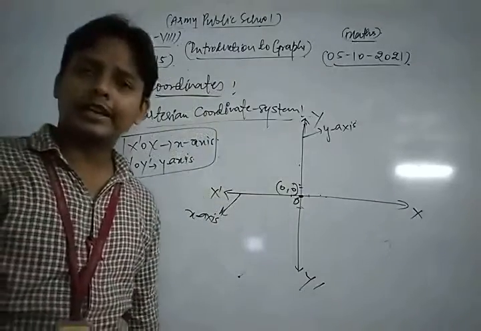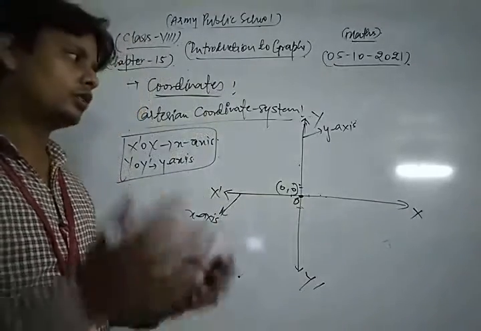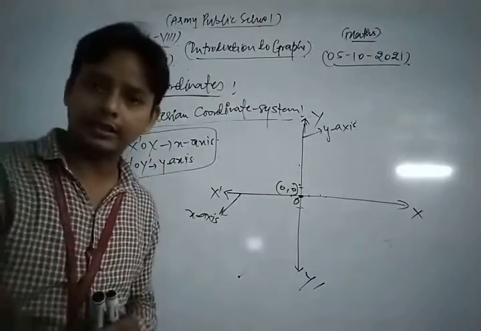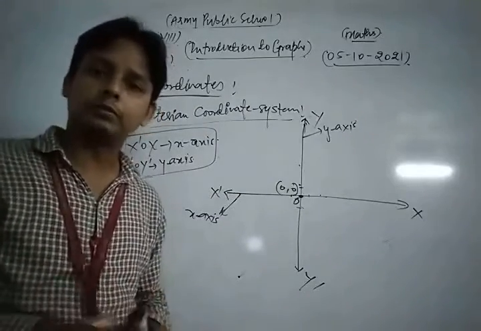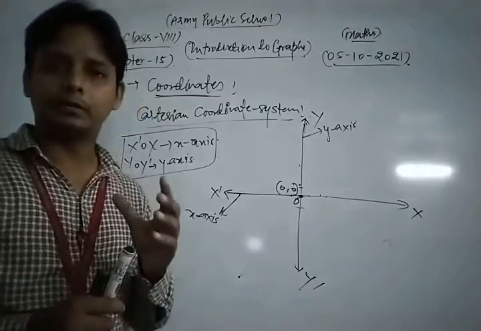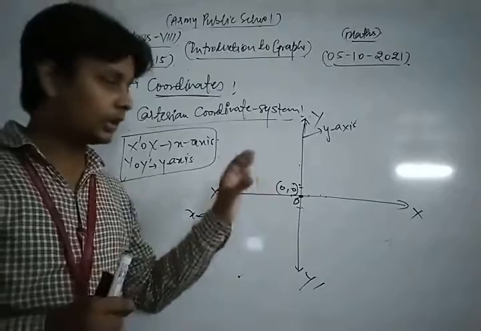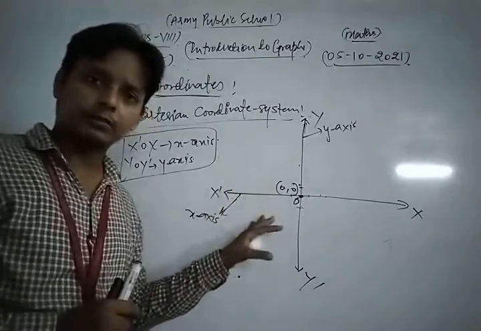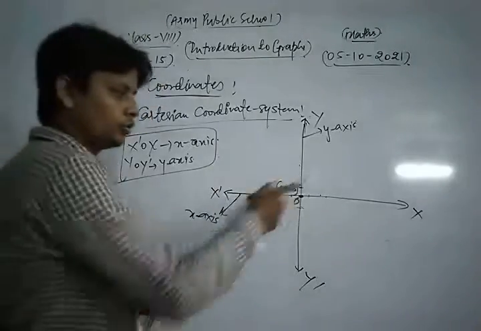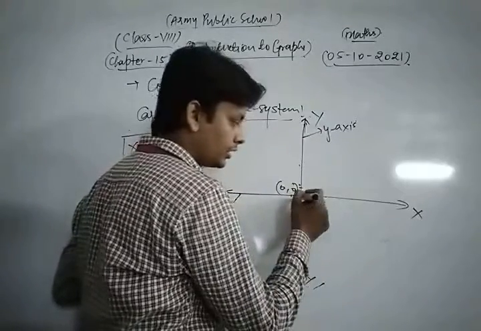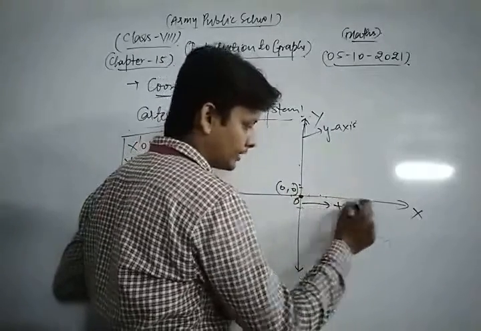Dear friends, in your chapter you just locate the given points or coordinates on the graph. So before drawing the points on the graph, first of all you should clear the concept of the Cartesian coordinate system. In that system, this is your origin, and to the right side of the origin is the positive direction of the x-axis.